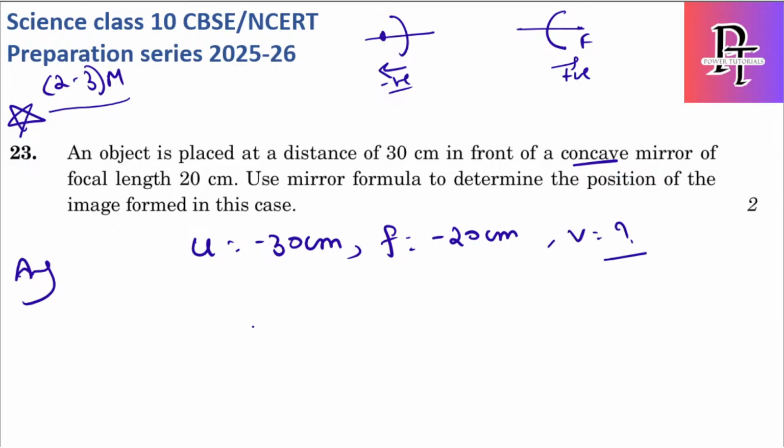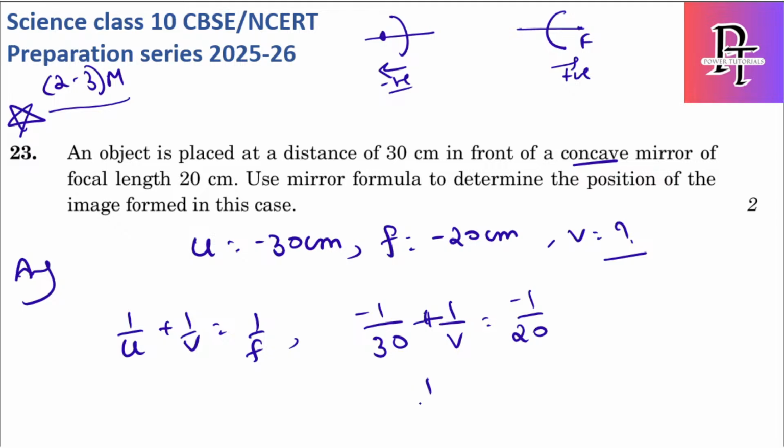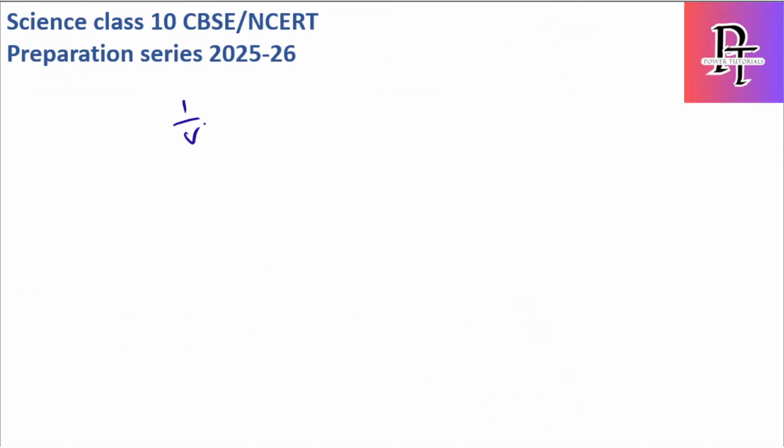So let's use the mirror formula. The mirror formula is 1 by u plus 1 by v is equal to 1 by f. So what is 1 by u? Minus 1 by 30, plus 1 by v is equal to 1 by f, which is minus 1 by 20. So 1 by v is equal to 1 by 30 minus 1 by 20, which is minus 20 plus 30 by 600... 1 by v I will get as minus 10 by 600. So the v value I can say is minus 60 centimeters.